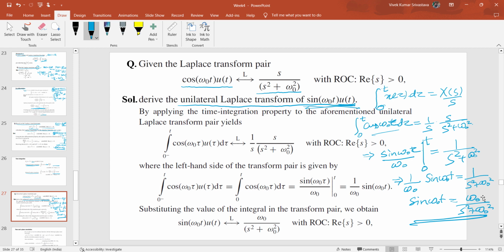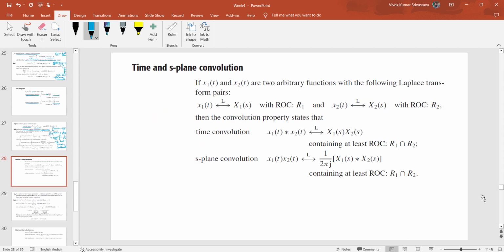Okay, so that is how we can use the time integration property to evaluate the Laplace transform of sine of omega naught t, as the cos of omega naught t function is given to us. By using the time integration property, we have evaluated the Laplace transform of sine omega naught t. Similarly, there is another property, which is time convolution or s-plane convolution.